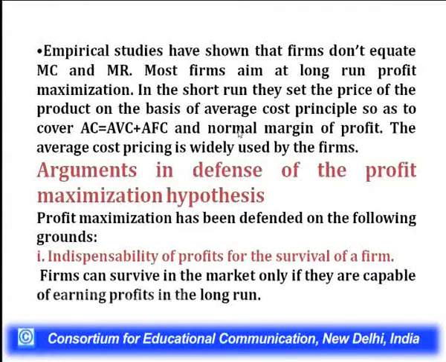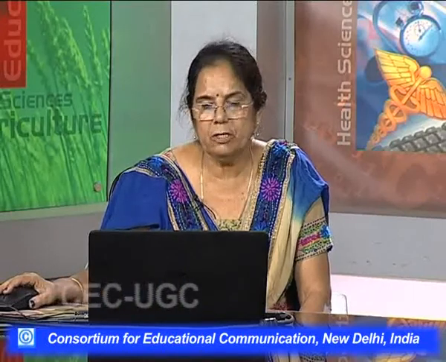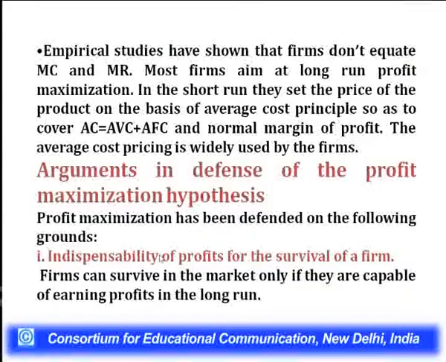So empirical studies have also found that the price is set according to the average cost of production, and the equilibrium is not seen by way of marginal cost and marginal revenue. But still there are arguments in defense of the profit maximization hypothesis. These are as follows. Number one is the indispensability of profits for the survival of a firm.